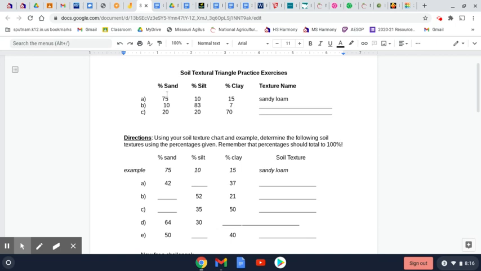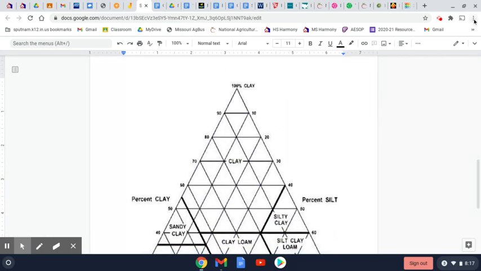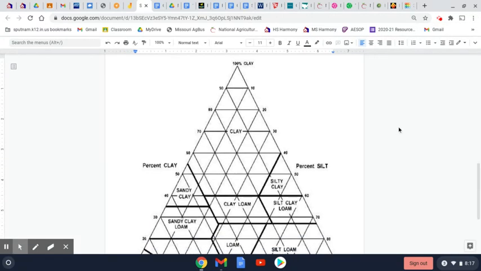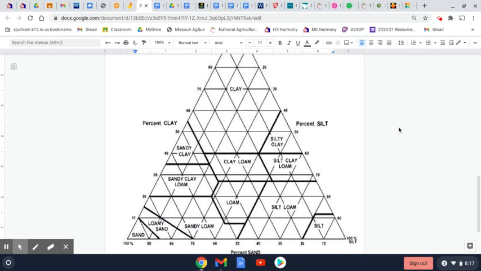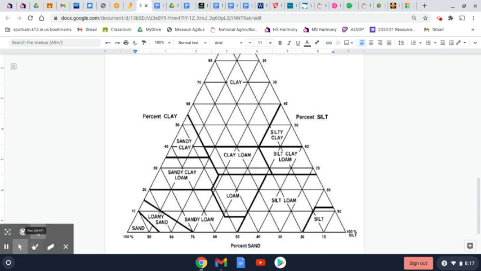For example, if we were to look at 75% sand, 10% silt, and 15% clay, that would give us a sandy loam. Looking at our texture triangle here, I might need to zoom out a little bit. Might have to cut off the 10% silt. Remember, up here is our 10% silt. For 10% silt, we would follow that line, not going to be the straightest line, all the way down. And then we had 75% sand, so that would be right here in the middle.